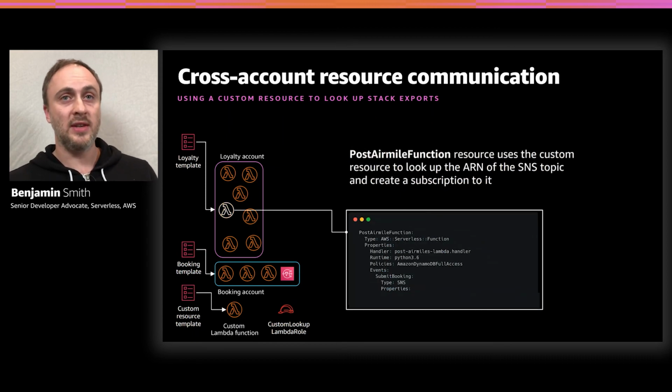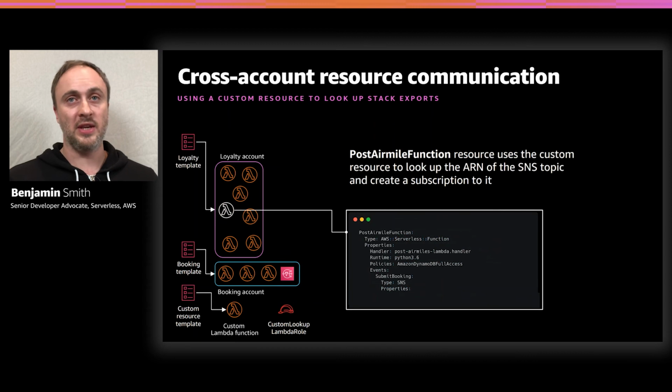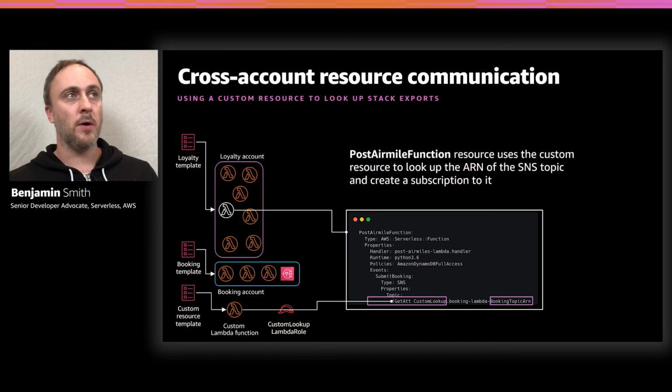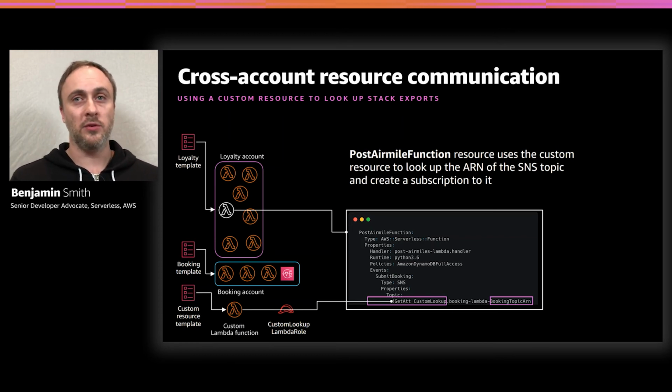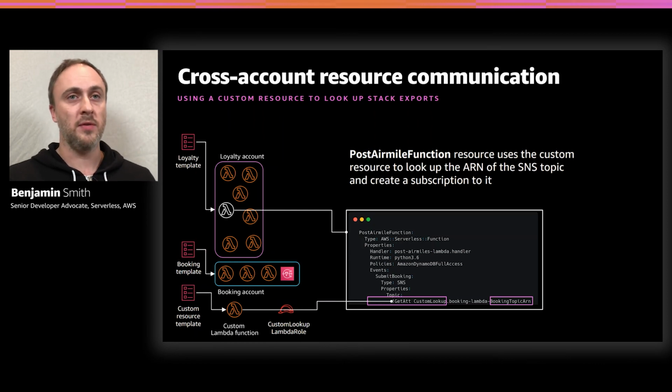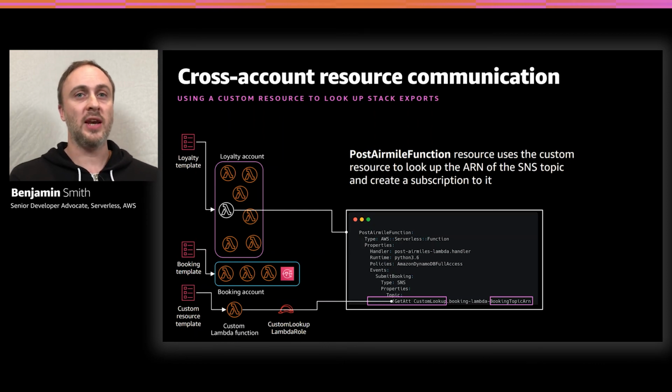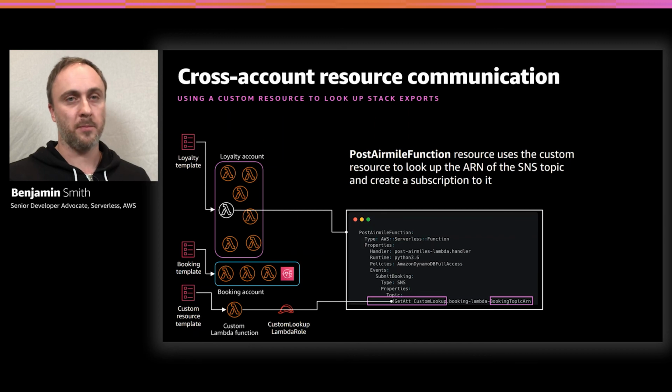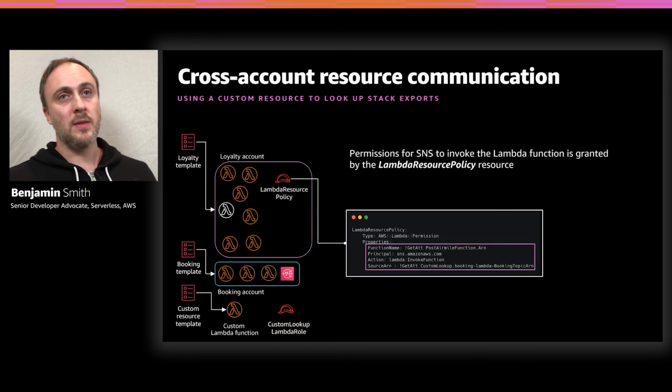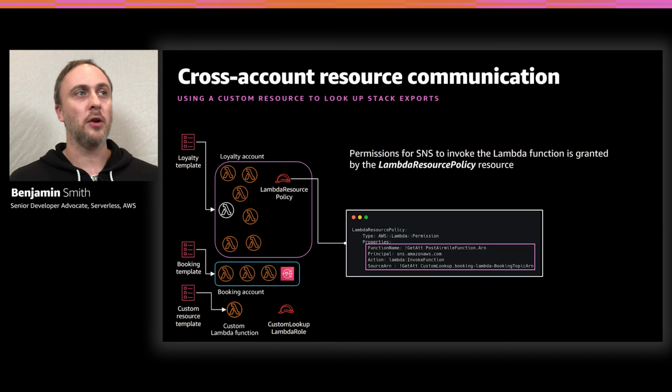And here you can see a Lambda function defined within the loyalty account template in that loyalty account, and that's defined with SAM, and it's invoked by an SNS event. And you can see how it uses the custom resource Lambda function to subscribe to the SNS topic ARN, which exists in the booking account. And finally, the permission for the SNS topic to invoke that Lambda function is granted by the Lambda resource policy resource that exists in the loyalty account.